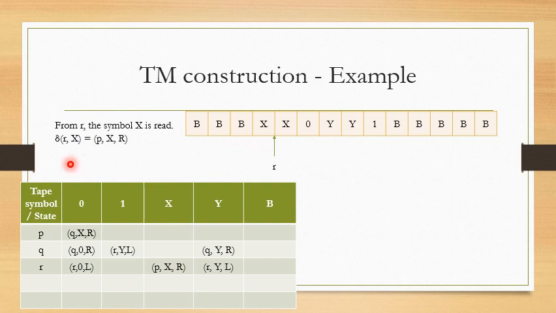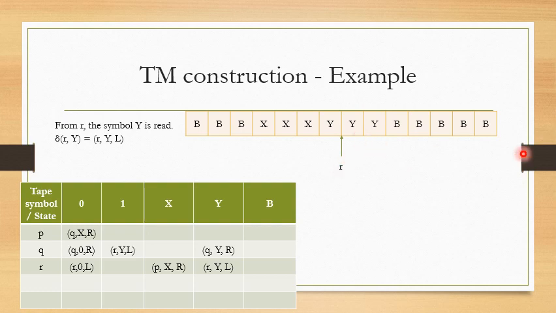Now from R, I am reading X. I am just making a straight transition to P, and the direction of movement is right, R, here. So the tape head will be over here. Again the same process. From P, I am reading a 0, mark it as X, move to the right. From Q, I read a Y, let it be Y itself, move to the right. Again from Q, I am reading a Y, let it be Y, move to the right. And now from Q, I am reading a 1. Therefore, this 1 should be changed to Y, and I have to move to the left.